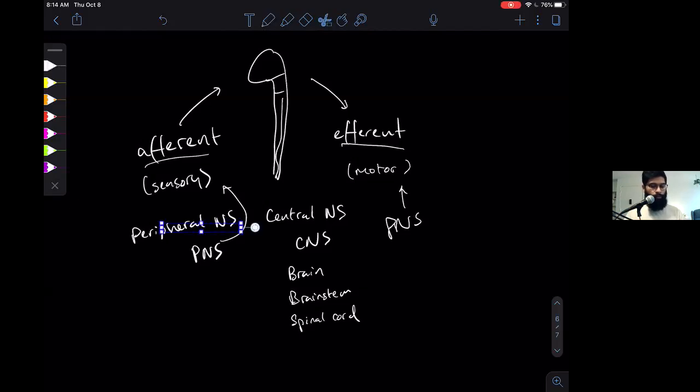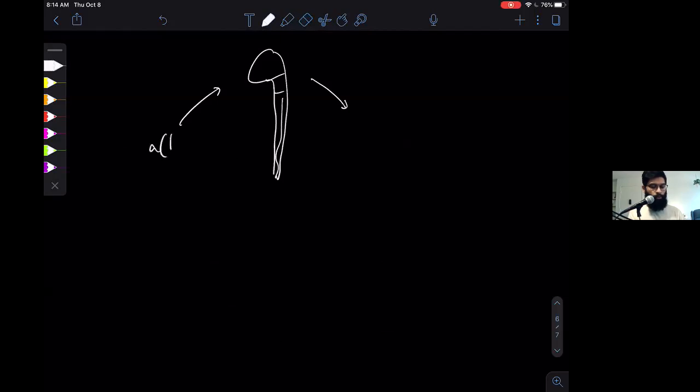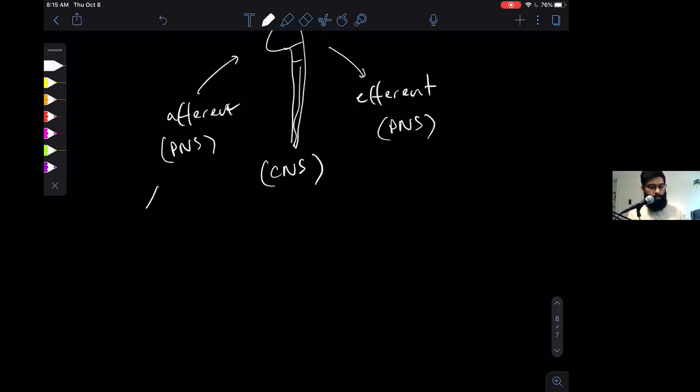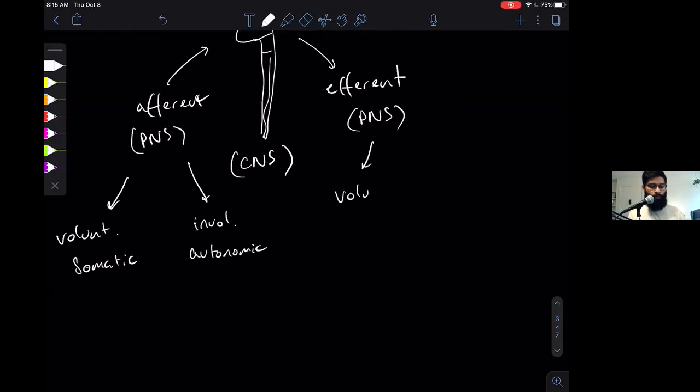All right. So when we're talking about these divisions of the nervous system, we can divide it up by afferent and efferent. We can also divide it up as autonomic, meaning involuntary, or somatic, meaning voluntary. And the reason this division is also valuable is because this is where we start getting into the sympathetic and parasympathetic stuff. So this is central nervous system, this is peripheral nervous system, and this is peripheral nervous system. And so afferent, we're going to have some voluntary, which is somatic, and involuntary, which is autonomic. And then efferent, we're also going to have voluntary, which is somatic, and involuntary, which is autonomic.